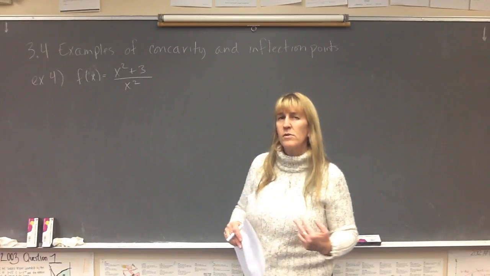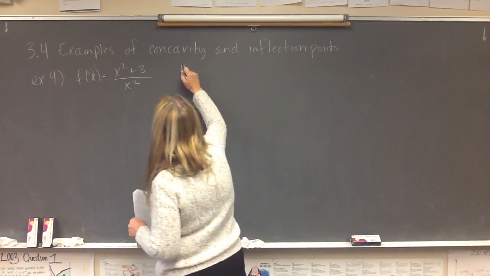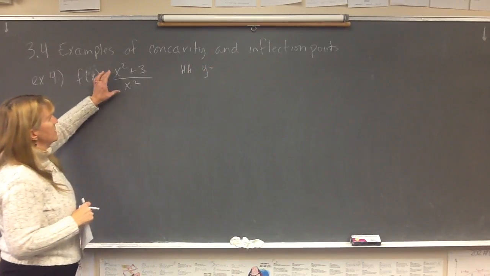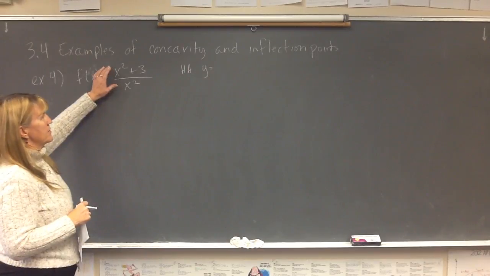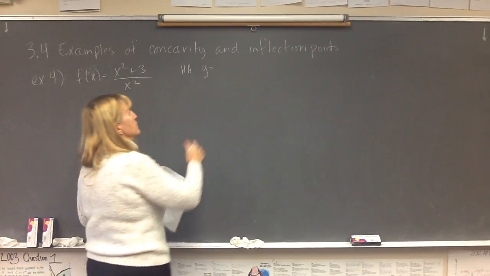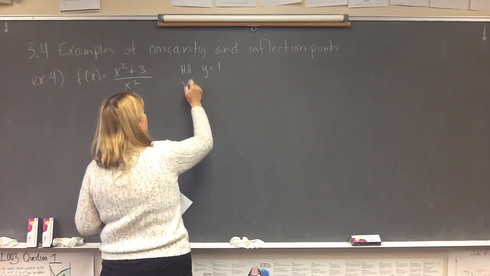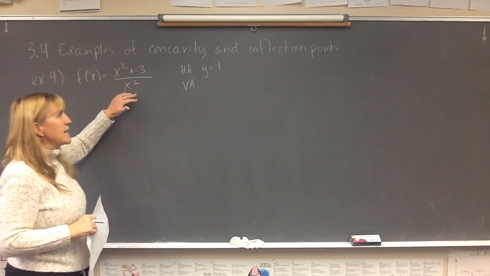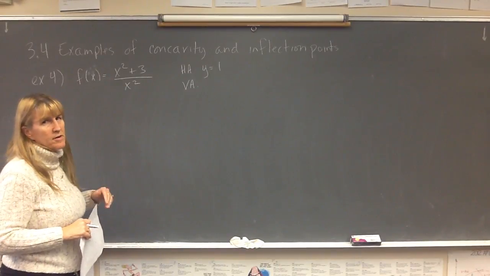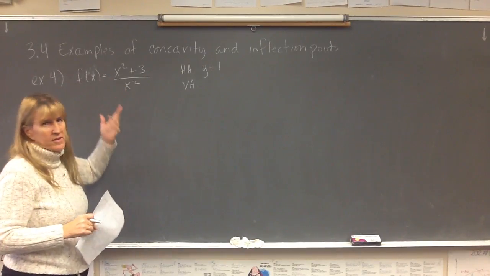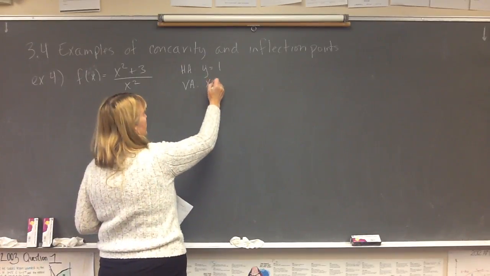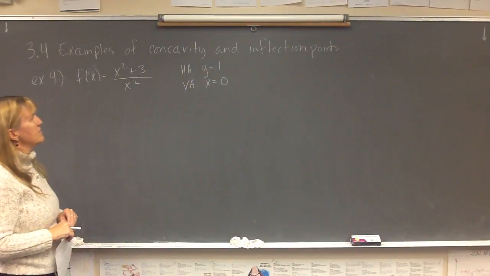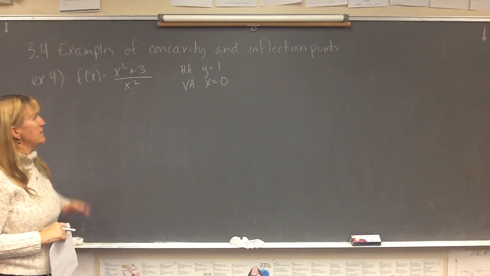That tells me I'm going to have a horizontal asymptote. And the horizontal asymptote will be the ratio of the leading coefficients from your numerator and denominator. So 1 over 1, simply y equals 1. I am going to have a vertical asymptote because there is an x value that makes the denominator equal to 0, but not the numerator equal to 0. So that value is, of course, 0. So this is x equals 0. X equals 0 is the y-axis. So I definitely have the y-axis as a vertical asymptote.